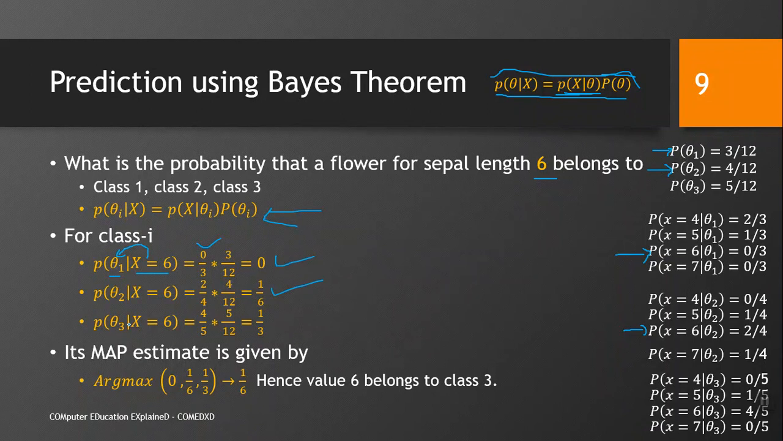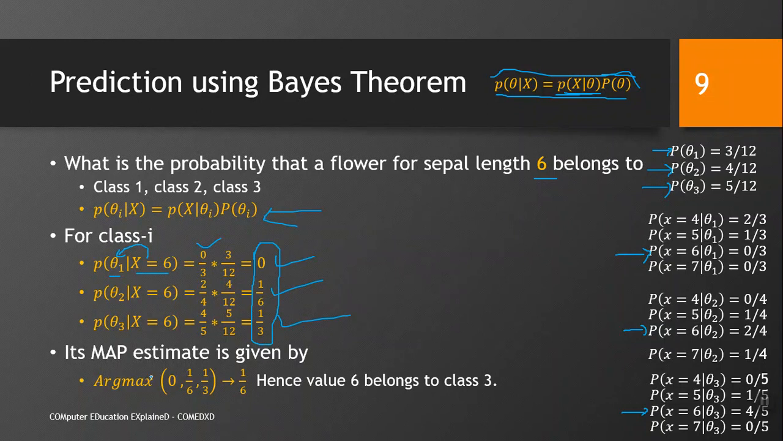Then we ask: if x equal to 6 is given to us, what is the probability that it would lie in class 3? We consider this, which is 4 over 5, and we multiply it with the 5 over 12 likelihood, and the prior we get 1 over 3. So, we calculate the probability of the new instance occurring in each class which we have already defined.